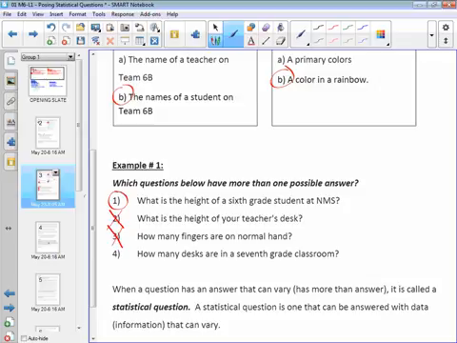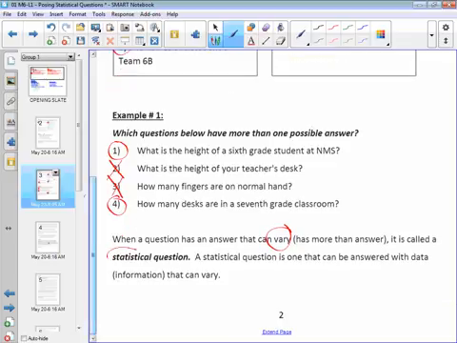Is there more than one possible answer for question 4? Circle it. When a question has more than one answer, we say that the answers can vary. Circle that. It means that there's more than one answer. And if the answers can vary, it is called a statistical question. So if it has more than one answer and those answers can vary, it's called a statistical question.